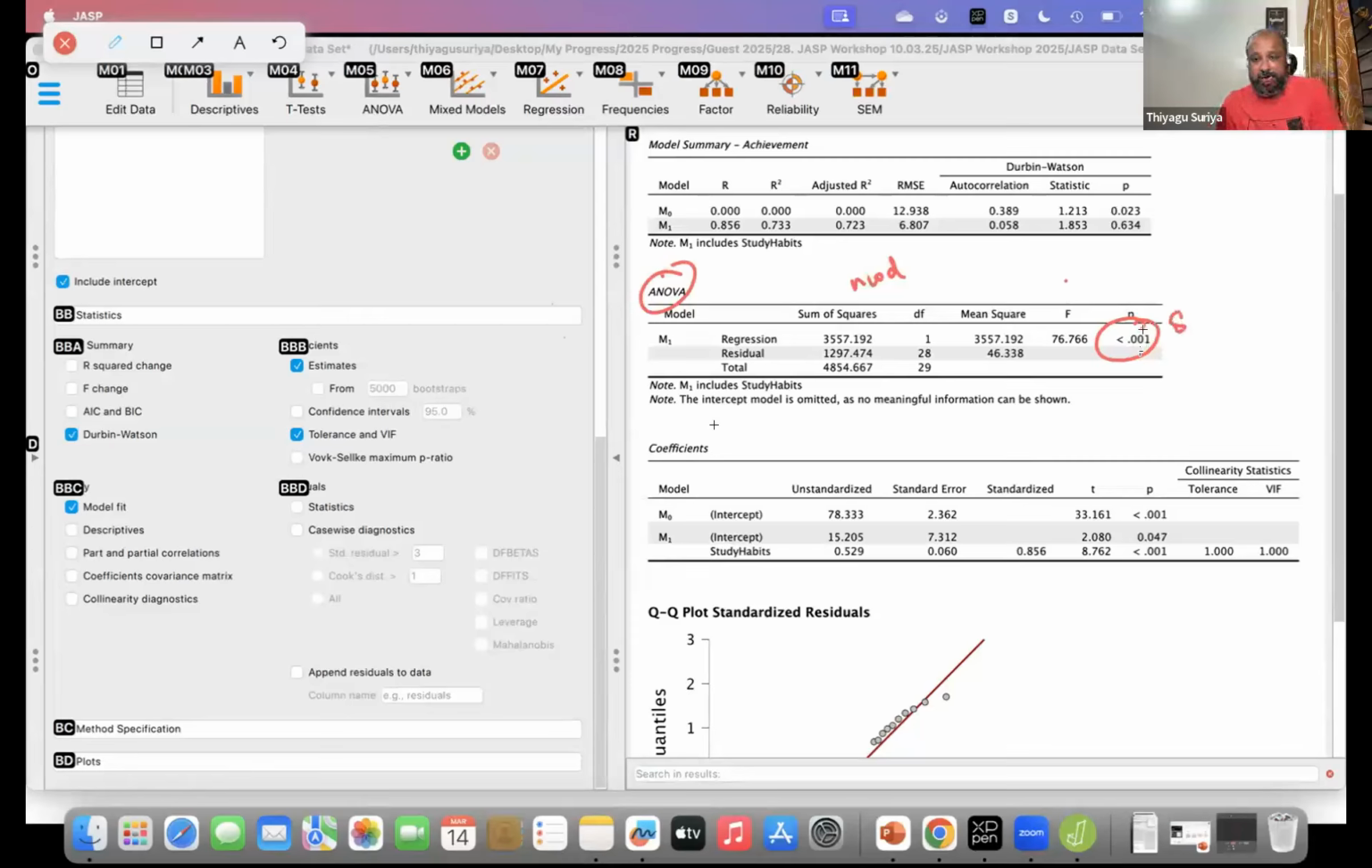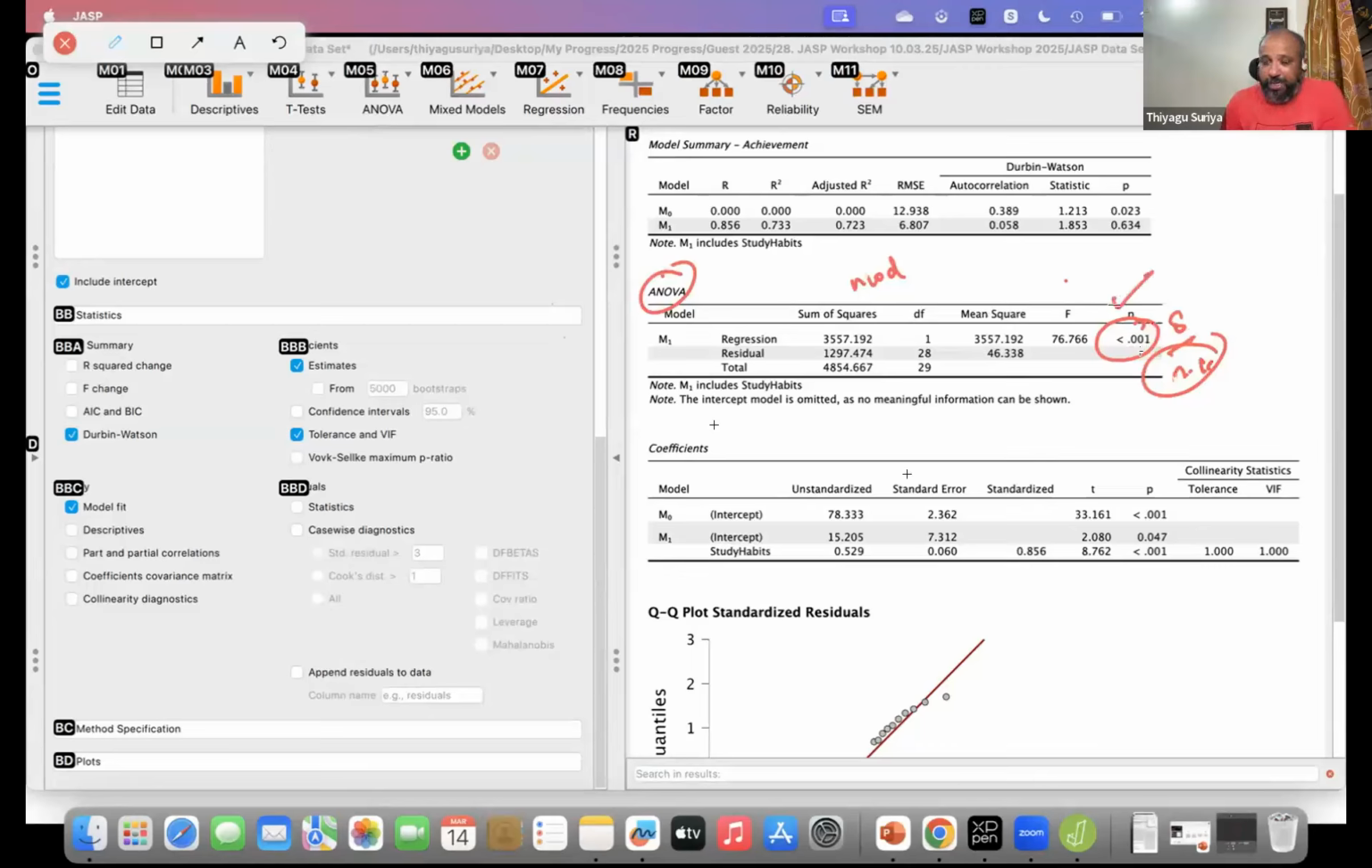It is significant means what? Your null hypothesis is rejected. Then what is the finding? There is a significant contribution of study habits on achievement.